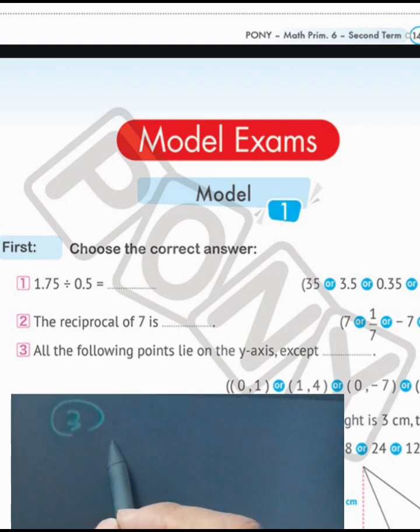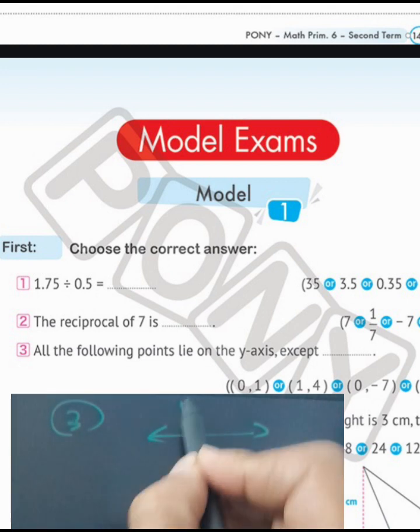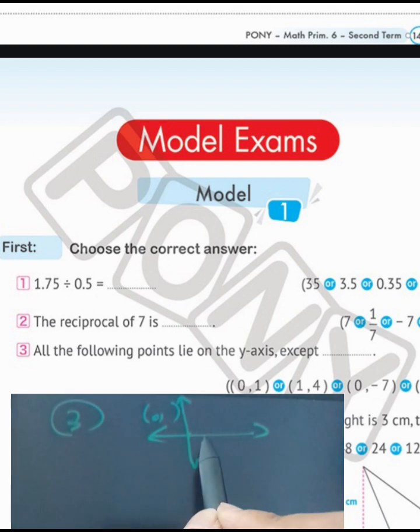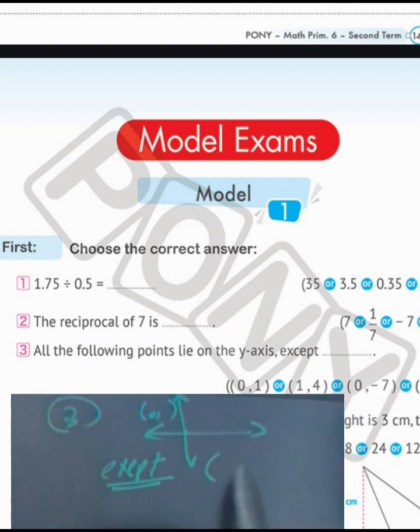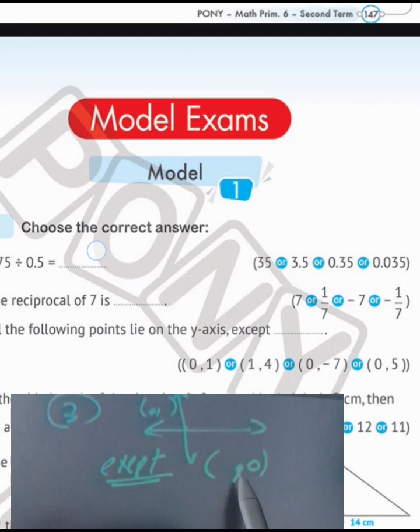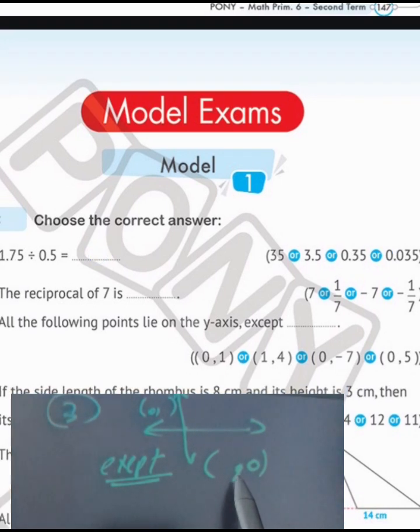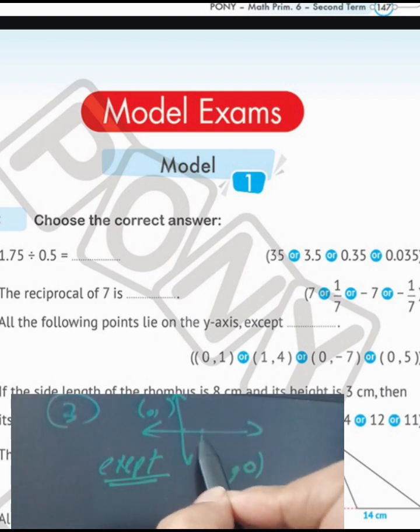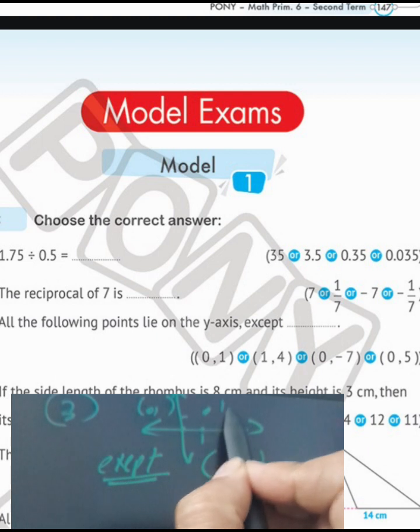all the following points lie on the y-axis except what? Any point lies on the y-axis if the first coordinate is 0, with any number as the second. So we want to find which of the following points does not lie on the y-axis. What is the point whose first projection is not 0? The first projection will be 1 and the point is (1, 4). We must choose (1, 4). Okay, this point (1, 4).